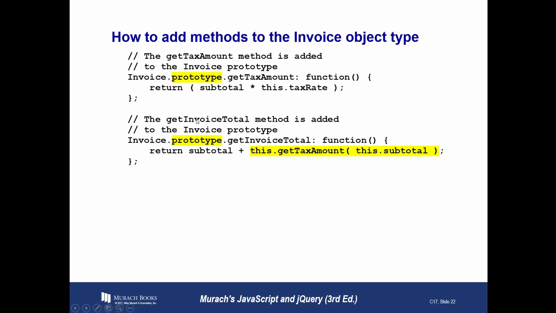After you code a constructor, you can add methods to it. You do that by adding each method to the constructor's what's called its prototype object. And that's what you can see in these examples. For each method, you code the name of the constructor function, a dot, the word prototype, another dot, and the name of the new method that you want to add. Then you set that equal to the function that will become the method.